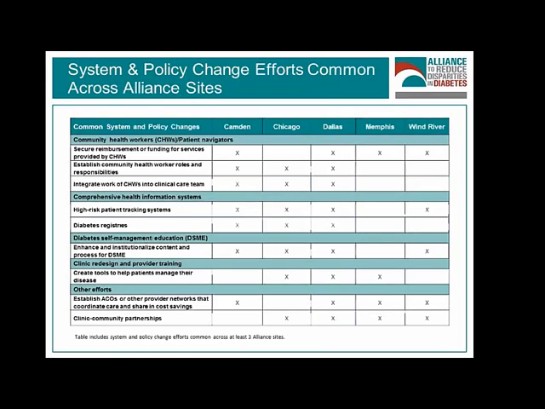When we created these larger categories, we also needed to create some smaller subcategories, which you can see are listed directly below the larger categories. This gave us a way to better understand what the change had been. For example, if you look under community health workers on this slide, you can see that securing reimbursement for community health workers services was an effort that was common in 4 of the 5 Alliance sites. Again, this gave us a way to look across all of the different sites and see what was happening.